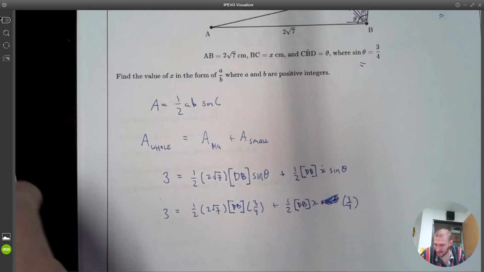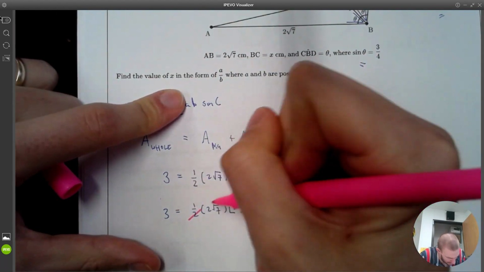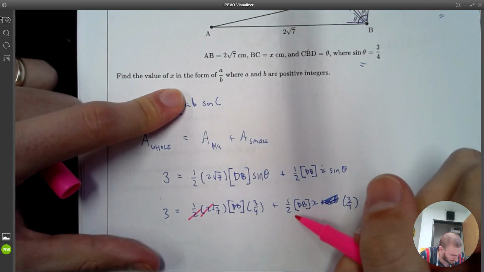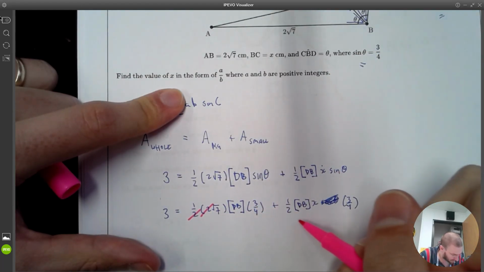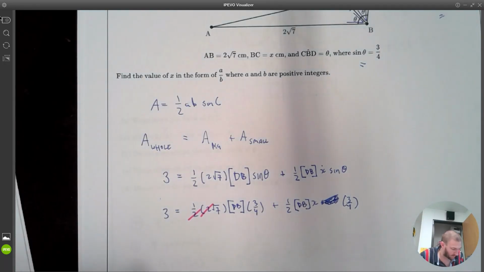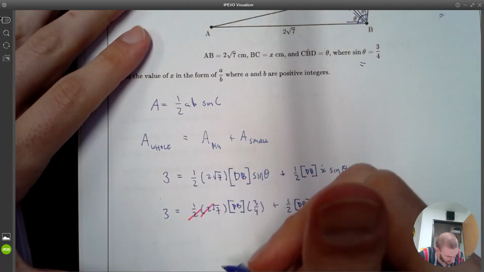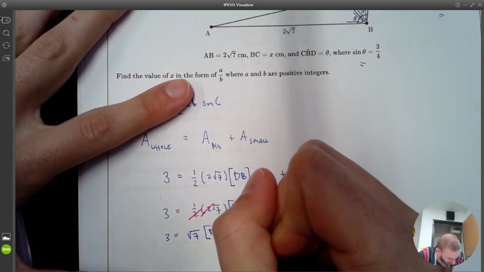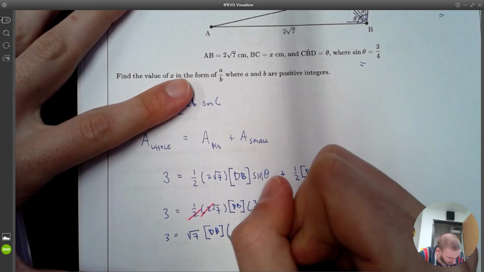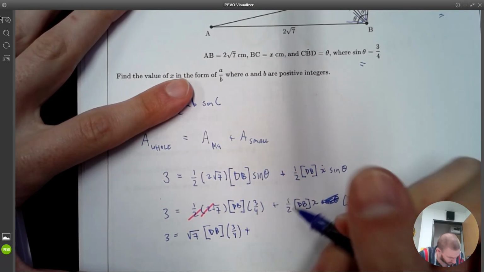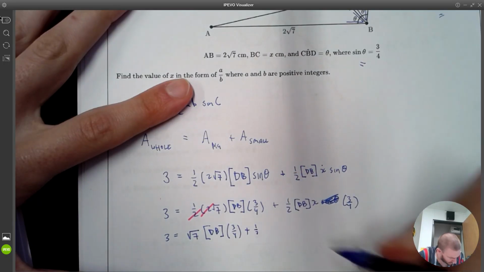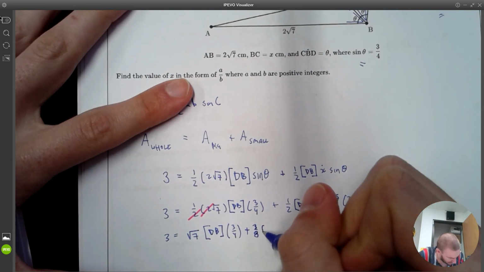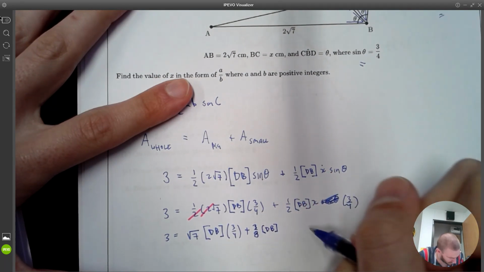I know that I can do some canceling out. This 2 and this 2 will simplify a bit. Maybe that's not really going to work together. Maybe this 2 could work with that 4 and make an 8. So maybe I could rewrite this again as square root 7 times dB times 3/4 plus 3 over 8. That's the 3 and the 8. dB and then the x.